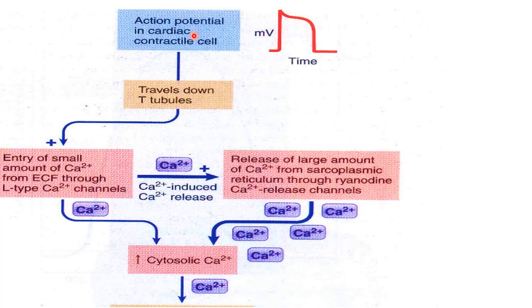All those features that I had described in the previous slide are written down here. You are looking at it. This is the ventricular action potential as it comes to the cardiac contractile cell. This travels down the T-tubules. Entry of a small amount of calcium from ECF through L-type calcium channels causes an increase in the cytosolic calcium. This calcium also produces calcium-induced release of a large amount of calcium from the sarcoplasmic reticulum through ryanodine calcium release channels.